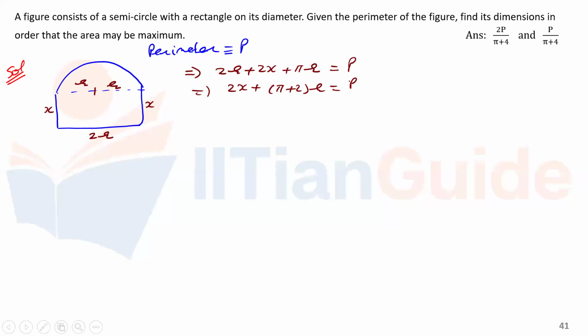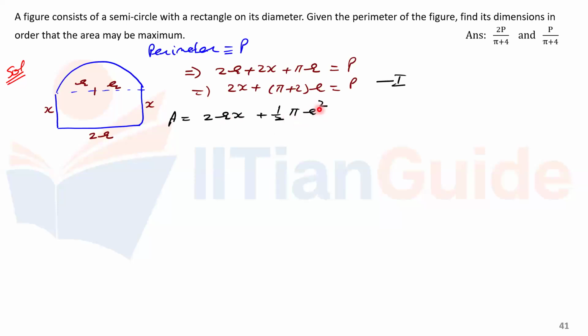Now I will write the expression for the area. I will convert X into R or R into X. Which one is easier for me? But anyway, don't write anything now. Make this equation number 1, just leave it. After that, area of the figure, I can say that is 2RX, area of the base, plus half of pi R square, half of the area of the semicircle.